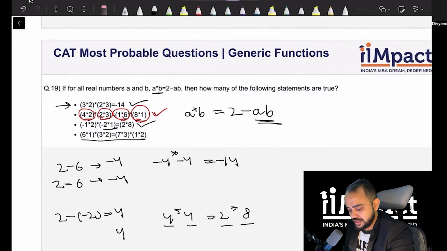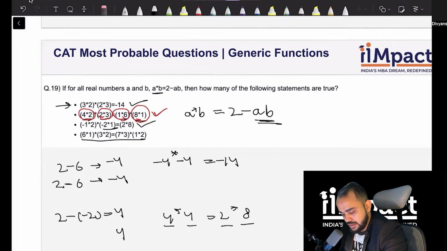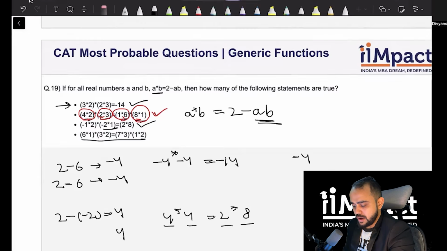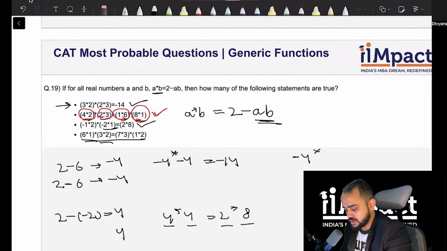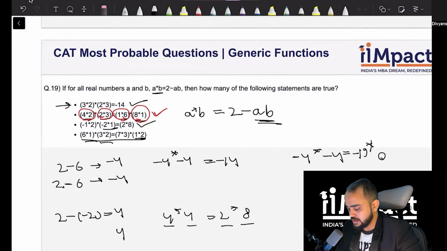So this is the last one that I need to check. I have 6 star 1 into 3 star 2. So this will be 2 minus 6, that is minus 4. And 3 star 2, 2 minus 3 into 2, that is minus 4, so this would be giving the same value. So minus 4 star minus 4. This is 1 into 2, so 2 minus 2, that is 0. And that is 7 into 3, 21. So minus 19 star 0. Is this equal to minus 4 star minus 4?